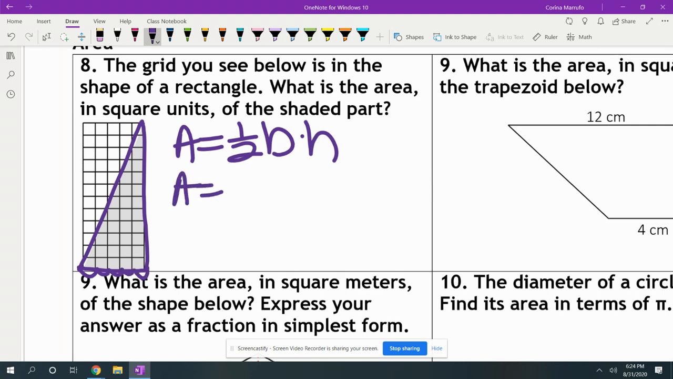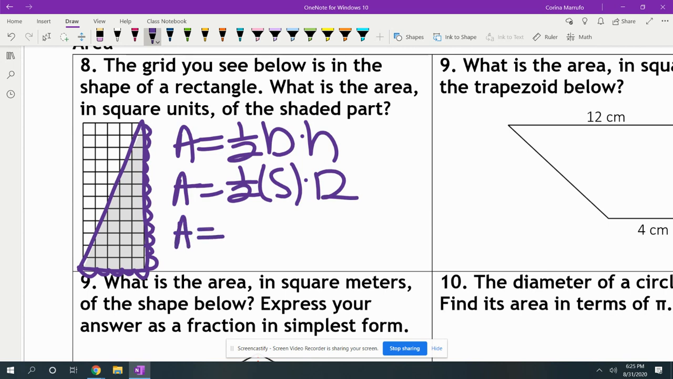So area equals 1/2 times 5 times, and then let's see, our height is 1, 2, 3, 4, 5, 6, 7, 8, 9, 10, 11, 12. So 5 times 12 is 60, and half of 60 is 30. Units squared.